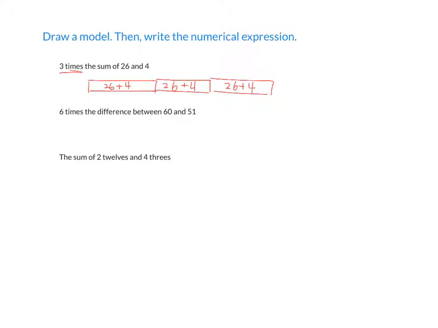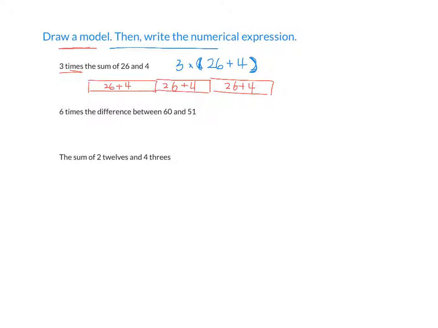Do you guys see how that's different than when I wrote 90? Or when I wrote 30, 30, 30? Do you guys see the difference there? Yeah. Okay, so that's the first part. That's drawing a model. Now we have to write the numerical expression. So I have 3 times, and I'm multiplying a sum. And I can show that the sum is one group of numbers. It's one sum by using the parentheses. This is 3 times the sum of 26 and 4.